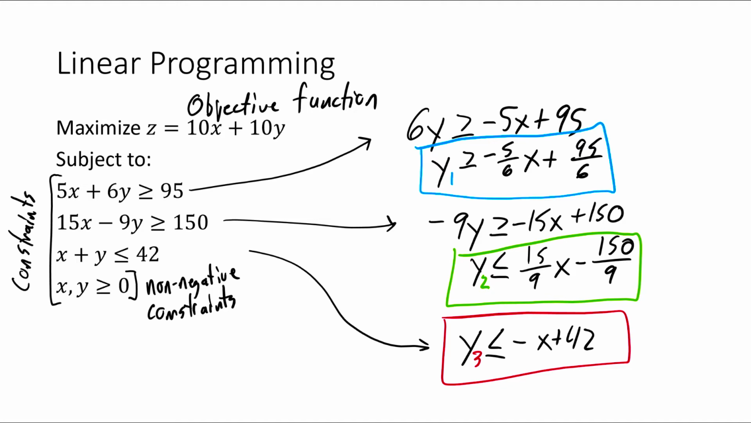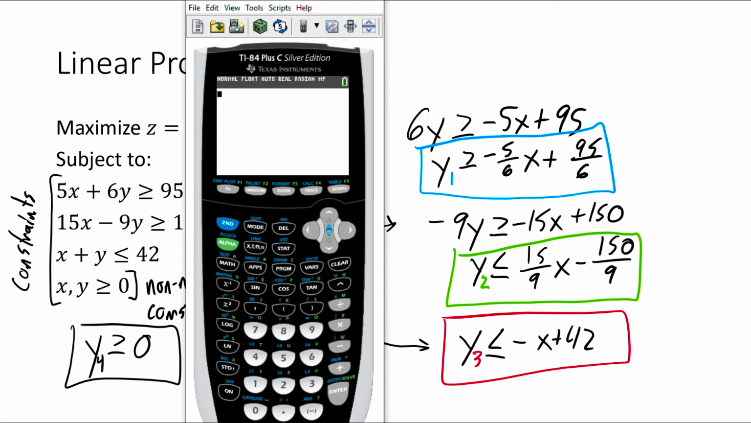All right, so our last two, x and y, are both greater than or equal to 0. Y is greater than or equal to 0. We can put into our calculator. So y greater than or equal to 0, we'll make that one y4. But x greater than or equal to 0 cannot go into a graphing calculator. We can only put in y's. All right, so let's put these into our graphing calculator.